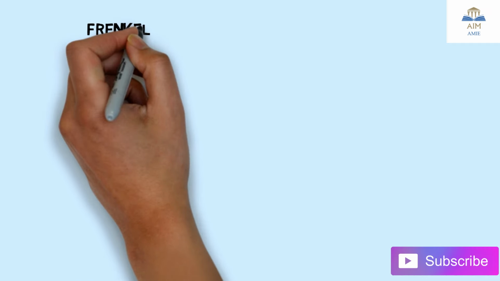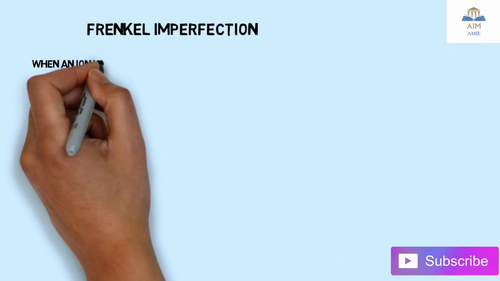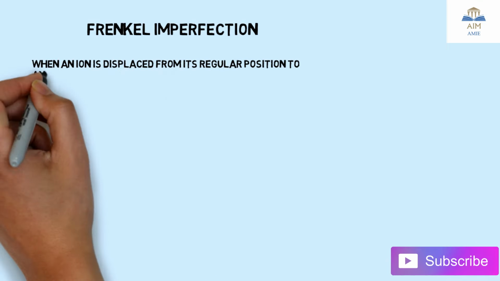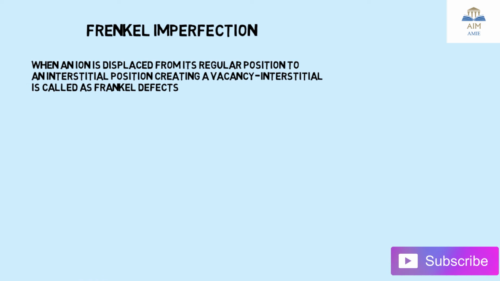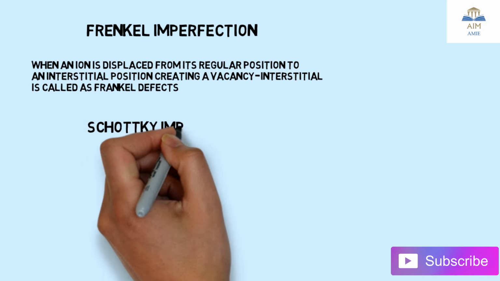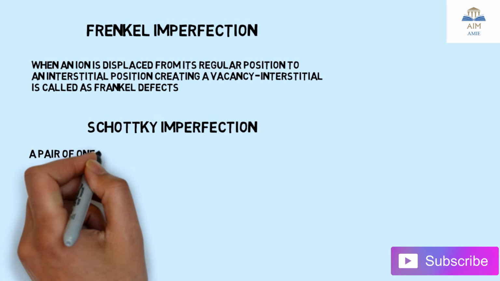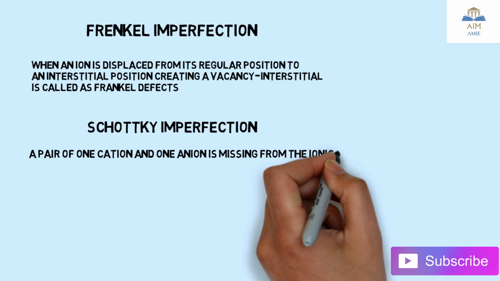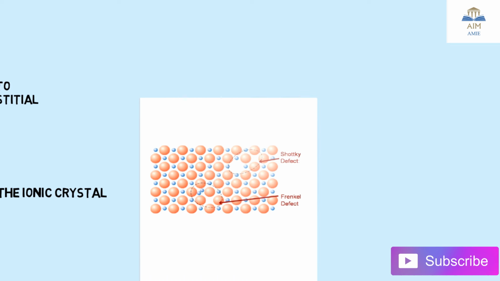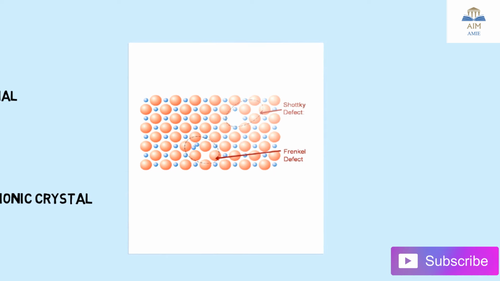So the next one is the Frenkel imperfections, which is very important in the AIM-AMIE course, and it is a frequently asked question. So Frenkel imperfection, when an ion is displaced from its regular position into an interstitial position, creating a vacancy and an interstitial, is called the Frenkel defect. Next one is the Schottky imperfection, which is a pair of one cation and one anion missing from the ionic crystal. So guys, over here in the image you can see that this image represents the Frenkel as well as the Schottky imperfections.